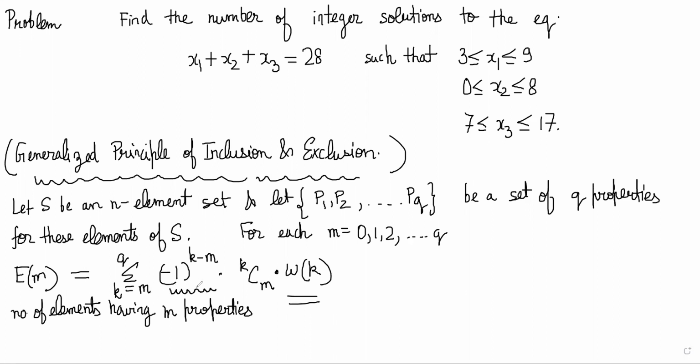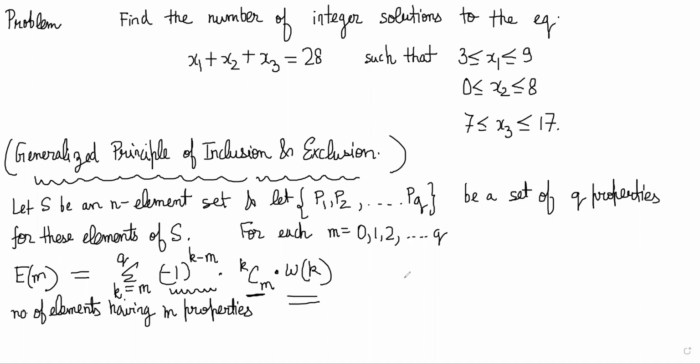This gives us an alternating plus or minus sign, starting with a plus first. Because when k is equal to m, it will be minus 1 to the power 0. It starts with a plus, and after that, as k increases, it keeps alternating between minus 1 and 1, right? And this is kCm Wk. kCm is basically just selecting m elements out of k, right? And Wk is what we will discuss soon.